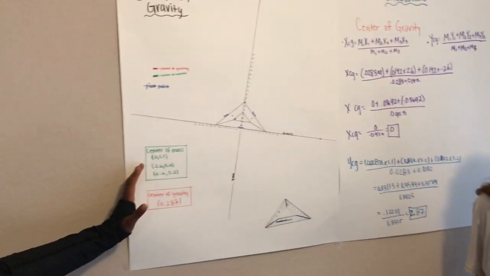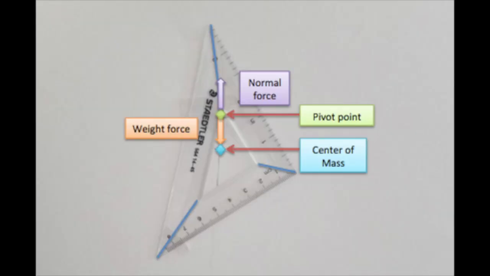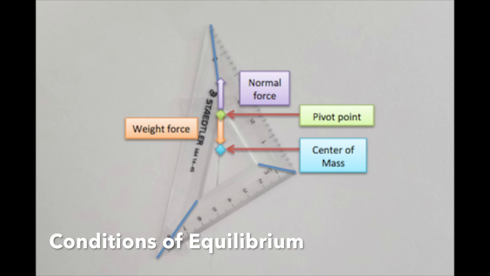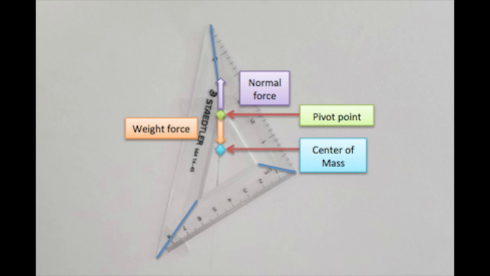We used these three coordinates, and this is what we were able to get. During our experiment, we were able to see that this triangle reached equilibrium because the pivot point and the center of mass were aligned, which created a net torque of 0. This also means that the sum of forces also totaled to 0 as well.